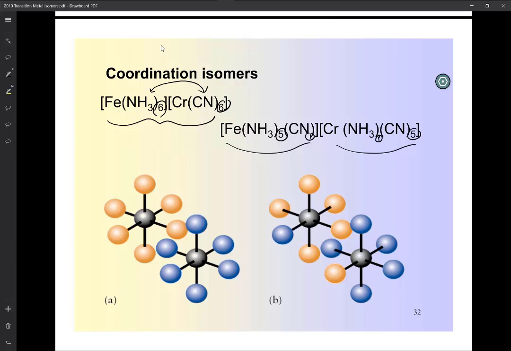So in a nutshell, that is the rest of the isomers for transition metals. We talked about ionization isomers, which exchange one of the ligands with one of the anions or cations on the outside. There are the hydrate isomers, where you exchange a water molecule. There's a linkage isomer, where the molecule that's the ligand can be flipped and bonded through one atom or another atom from the same ligand. And then there are coordination isomers, where two complex ions exchange ligands to form a different coordination compound.